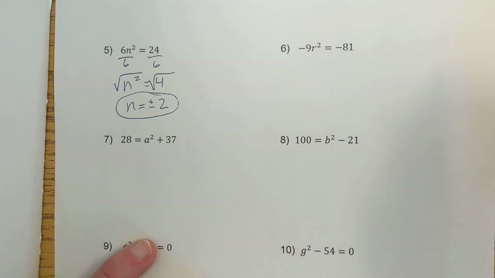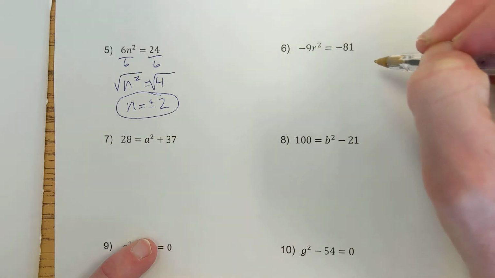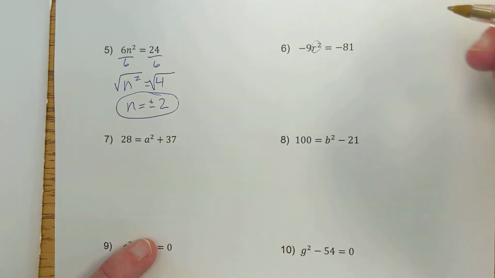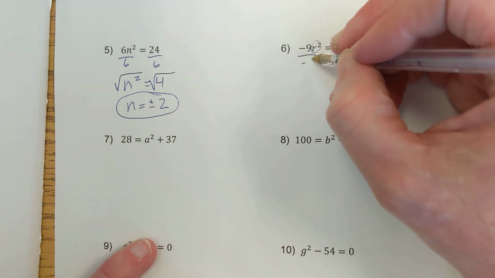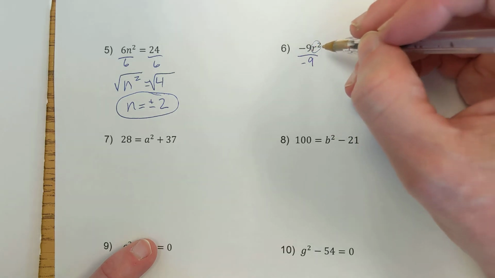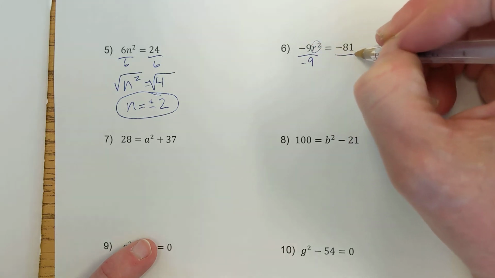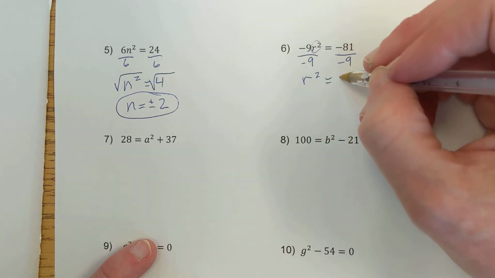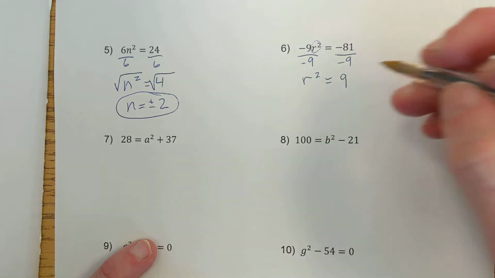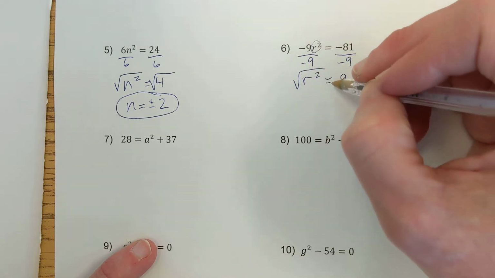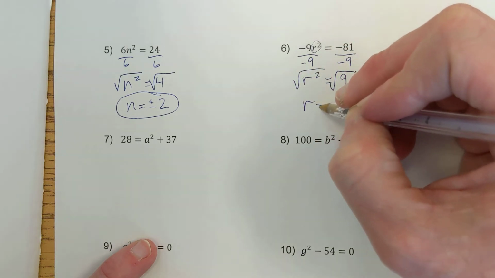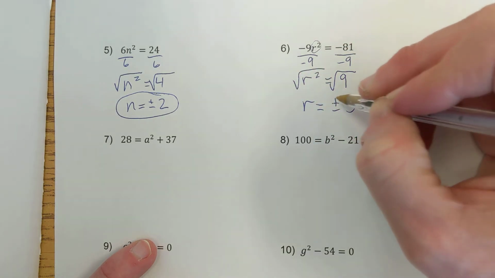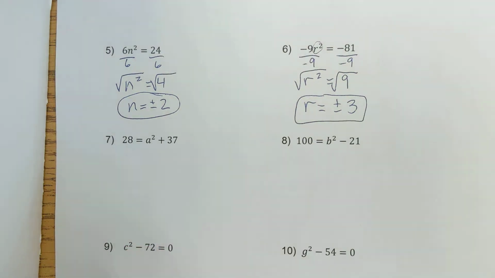Number 6 looks a little bit intimidating, but we need to solve. So we need to get r squared by itself. So we're going to divide by 9 because it's negative 9 times that. To undo multiplication, we're going to divide by negative 9. We have r squared equals negative negative, a positive 9. And then to undo the squared, we take the square root, and we get r equals plus and minus 3, because the square root of 9 is 3. So there are those two.